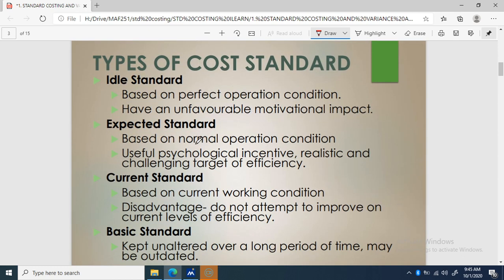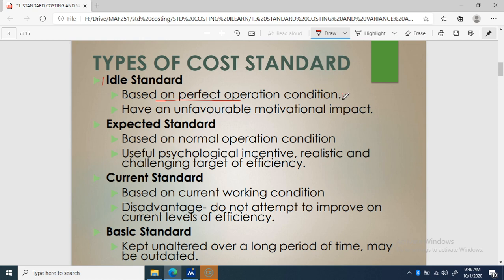Okay, so there are four types of standard cost. The first one is ideal standard. Ideal standard is based on perfect operating conditions and has an unfavorable motivational impact. If we base it on perfect operating conditions, for example, to produce one unit of the product you need one kg of metal, you assume that the material does not have any damages. So no losses for material.